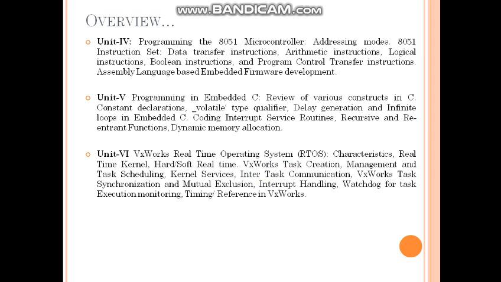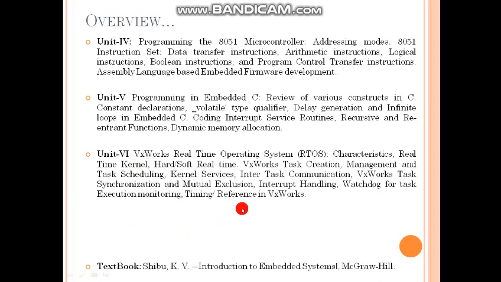But the last important unit is unit number 6. Some parts will be different, and that will work on the real-time operating system, that is RTOS. So VxWorks, a real-time operating system. In that we see the characteristics of RTOS, real-time kernel, and then hard and soft real-time, then task creation, management of task scheduling, the kernel services, then inter-task communication, VxWorks task synchronization, mutual exclusion, interrupt handling, watchdog for task execution monitoring, timing and references in VxWorks. All that part related to the real-time operating system we will discuss in unit number 6.